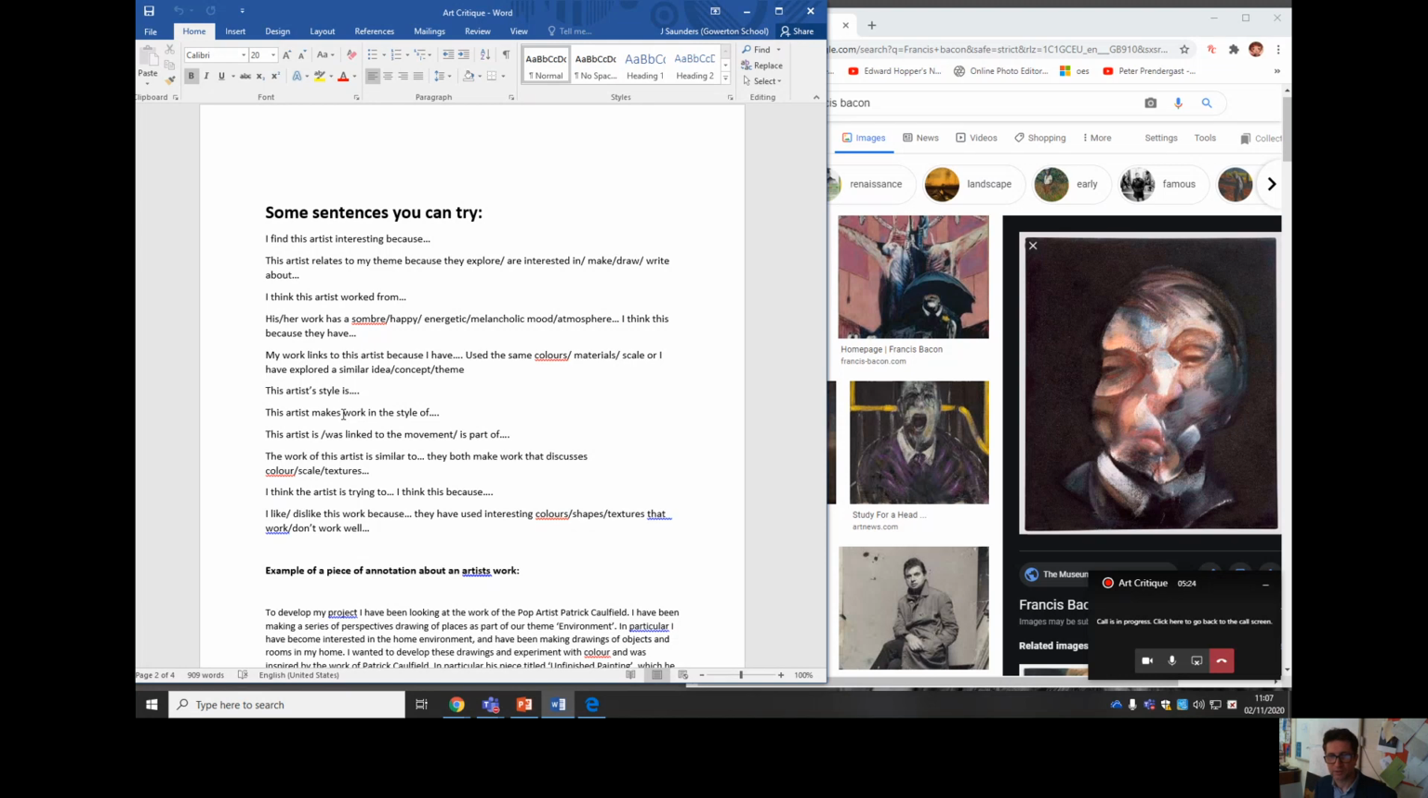What's the style of the artist? Okay, what's the scale that he works in? These all become relevant, so find these bits of information out. You may find other artists who work in a similar style. It'd be great to cross-reference those and bring those in.